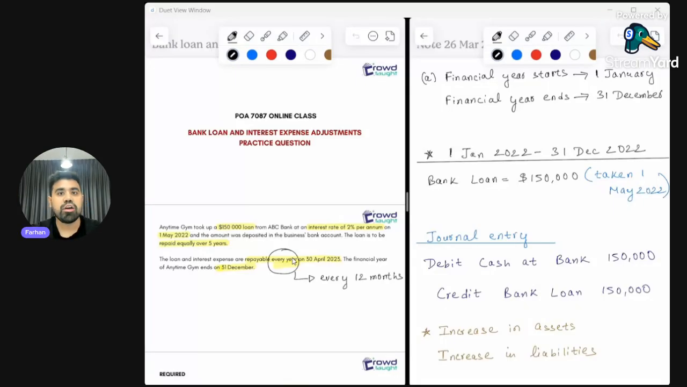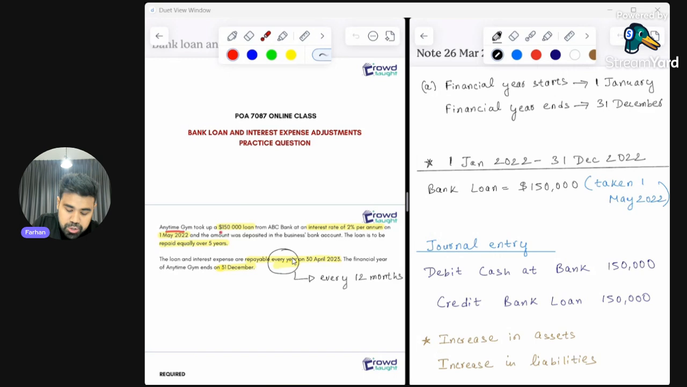In today's lesson, you will look into a question which involves bank loan and interest expense adjustments. You will see the question on the left-hand side of your screen, and on the right-hand side, we have all the workings which I'll go through step by step. What I need you to do now is focus and follow through the entire content for an excellent understanding. So with that being said, let's begin.